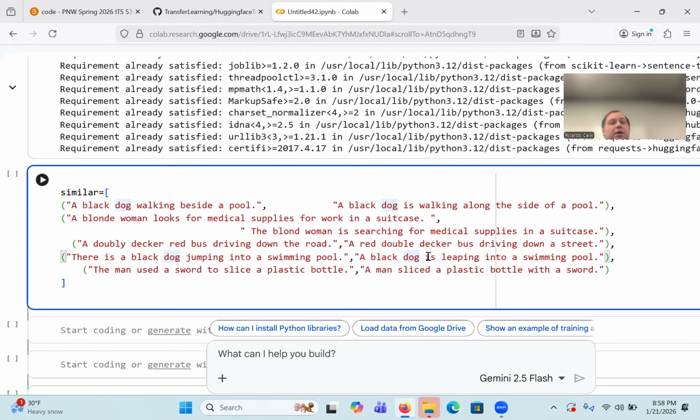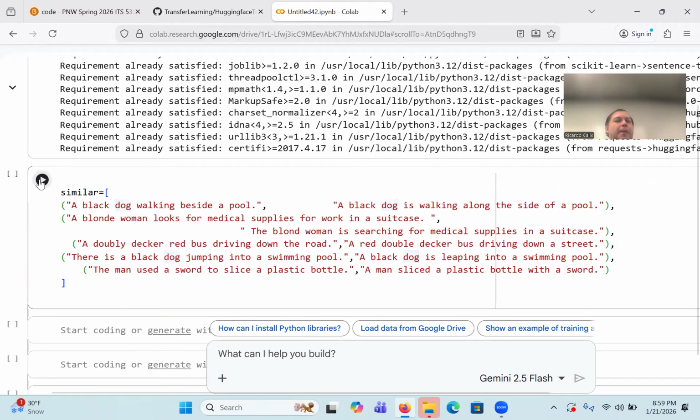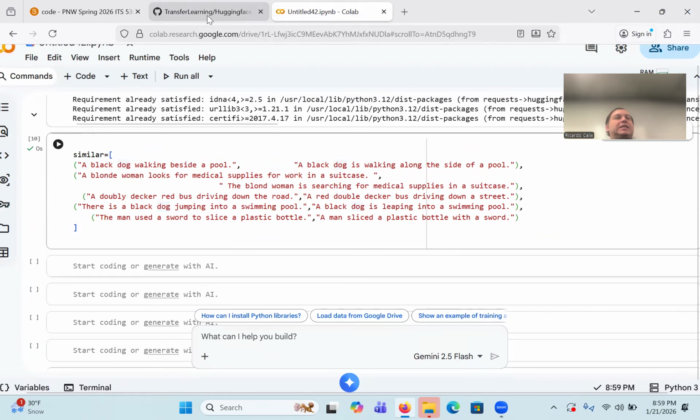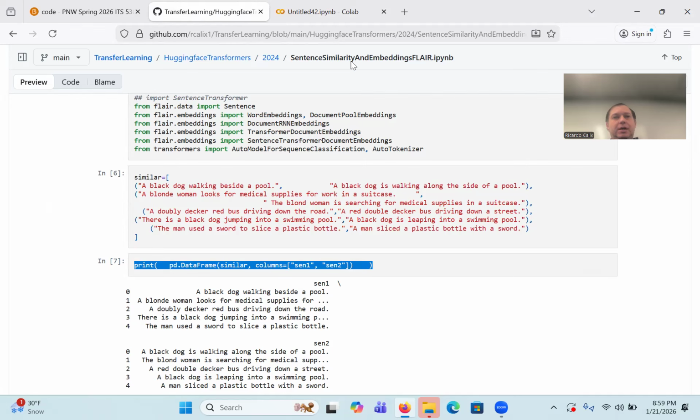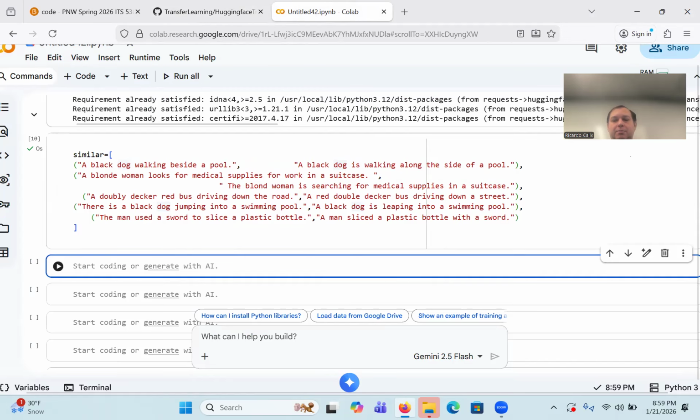The third example, a double-decker red bus driving down the road. A red double-decker bus driving down a street. There is a black dog jumping into a swimming pool. A black dog is leaping into a swimming pool. All right, so these are the similar examples. Okay, for the data, remember, we're going to do embeddings for these. So we need a good embedding mechanism. So we can print the data, just an example of it using pandas.